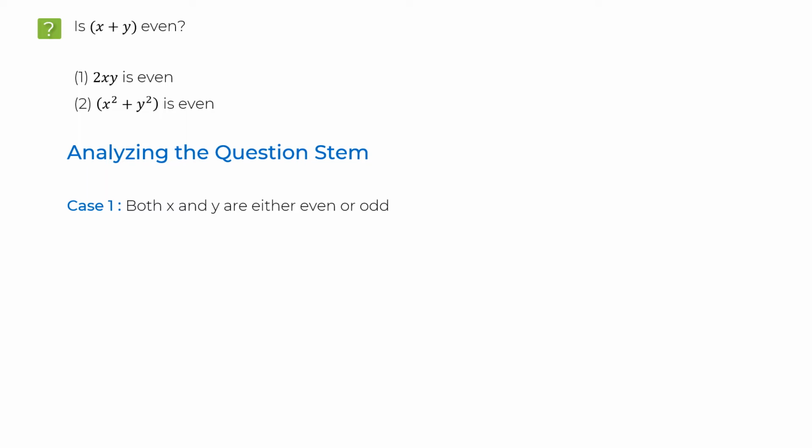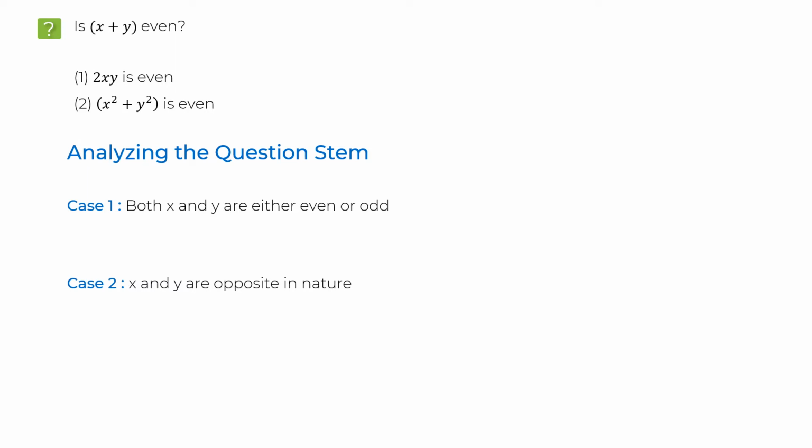Now there is a case 2 as well. If x and y are opposite in nature, that means one is even and another is odd. If they're opposite in nature, we can still conclusively answer the question as no. So most of the students, after analyzing the question stem, try to just focus on evaluating the two statements from the perspective of identifying whether case 1 or case 2 can be determined conclusively from it. So the focus completely shifts to case 1 and case 2 and evaluating the statements.